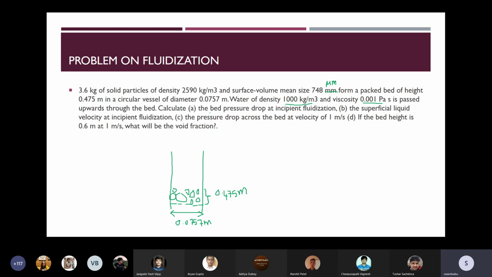They ask to calculate the pressure drop at incipient fluidization and the superficial liquid velocity at incipient fluidization. Incipient fluidization is also known as minimum fluidization. And then the pressure drop across the bed at a velocity of 1 meter per second, where the bed height is 0.6, and what is the void fraction.